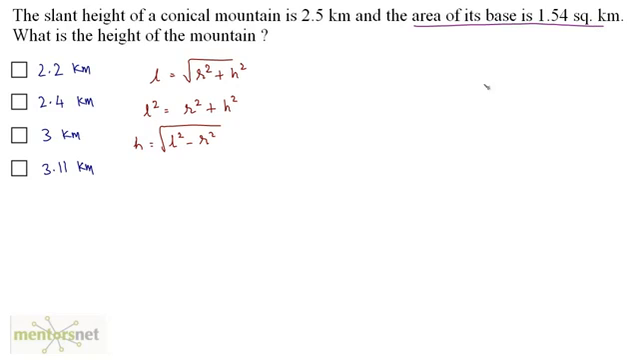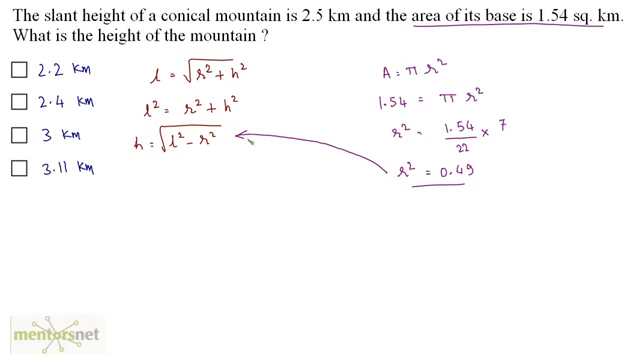We have been given the area of the base of this conical mountain. So I have area is equal to pi R square, and that is 1.54 square kilometers. So it is equal to pi times R square. Well, we need the value of R square. So I have R square is equal to 1.54 divided by pi. I can replace pi by 22 by 7. So this 7 goes up, so this is times 7. So R square is equal to, when you solve it, 0.49.